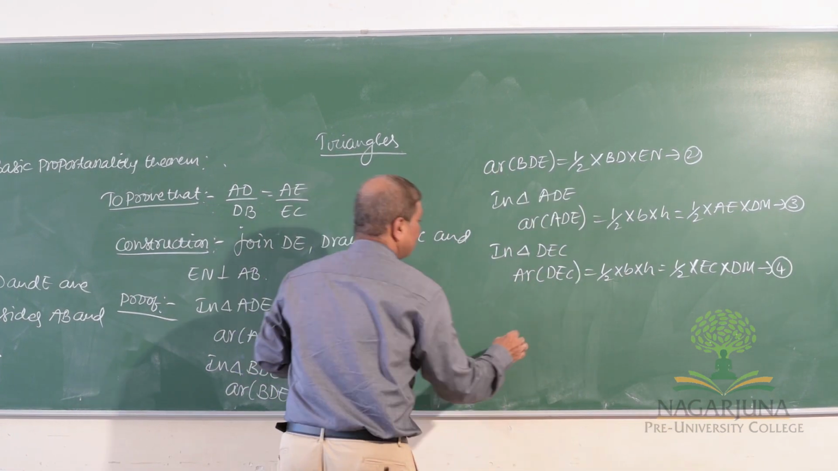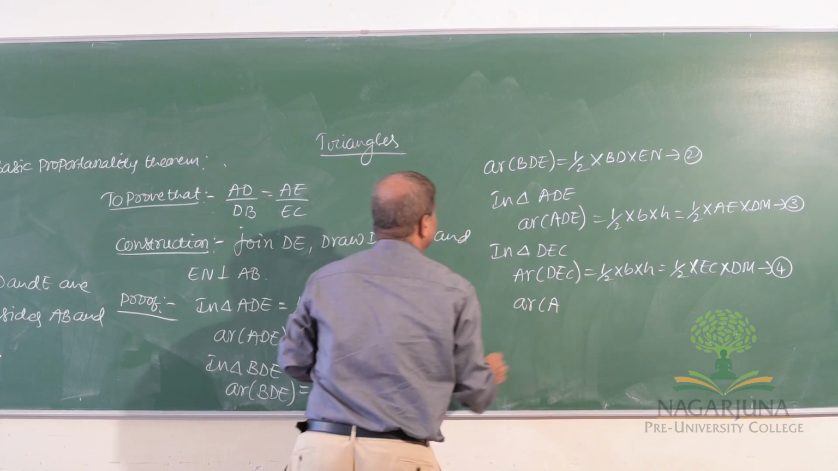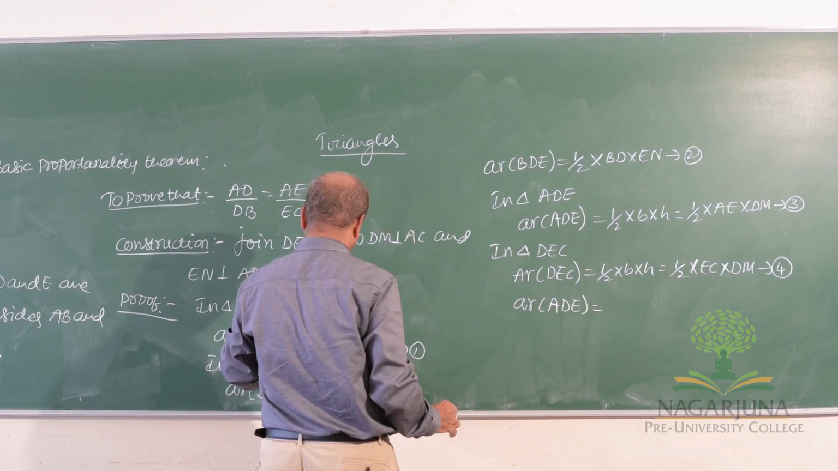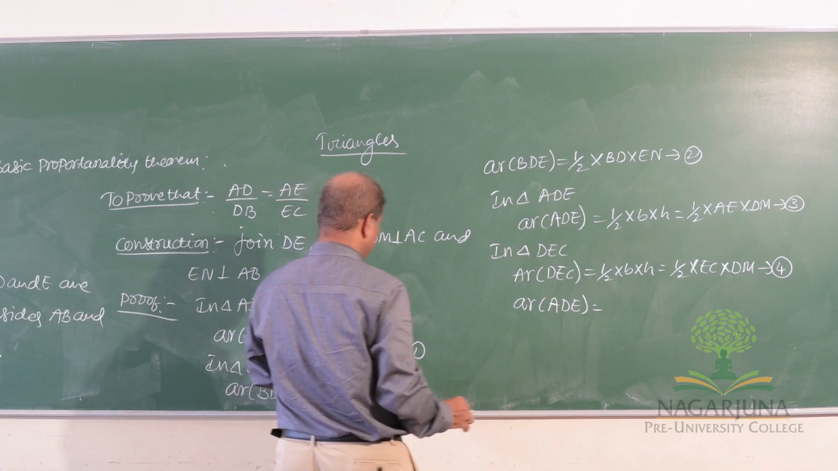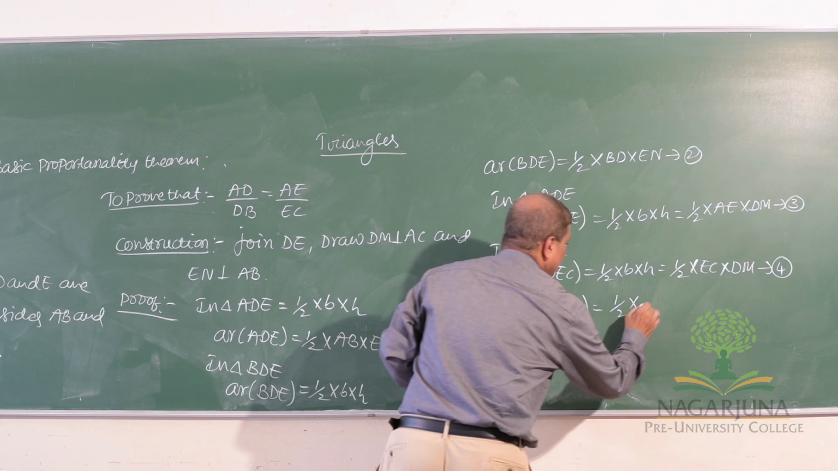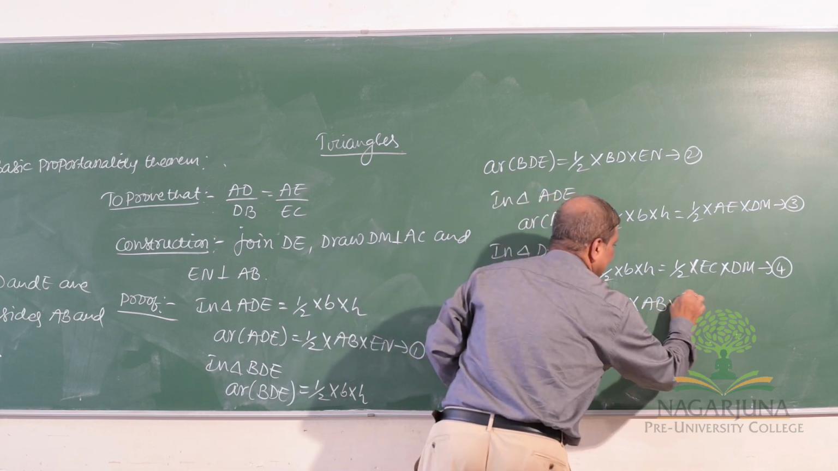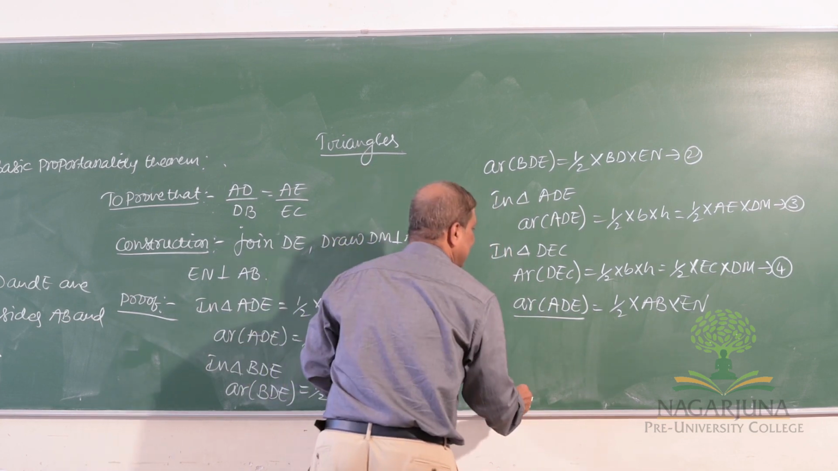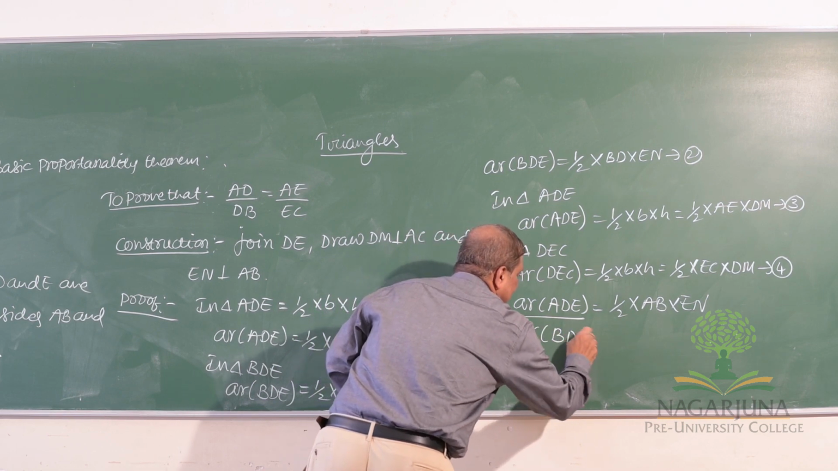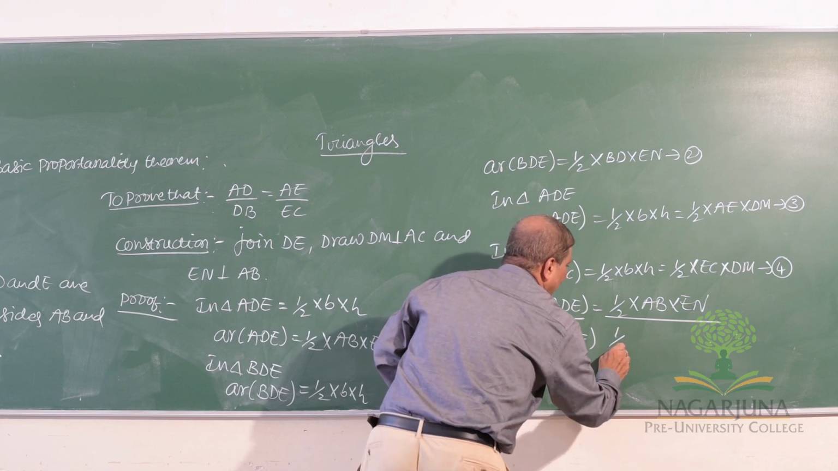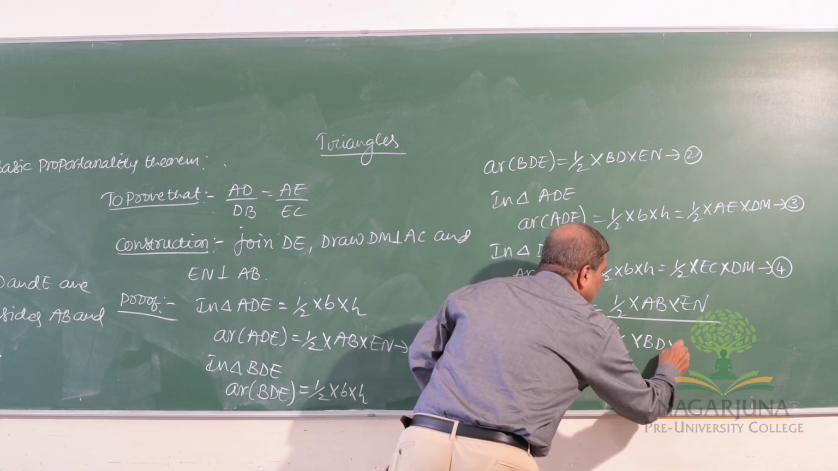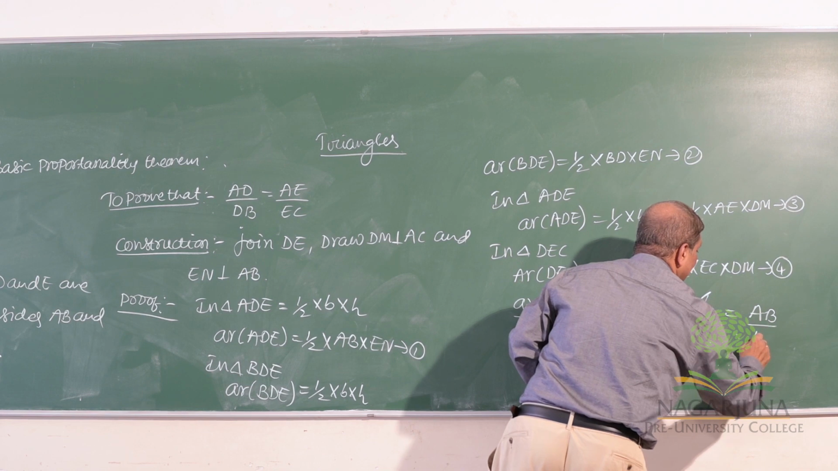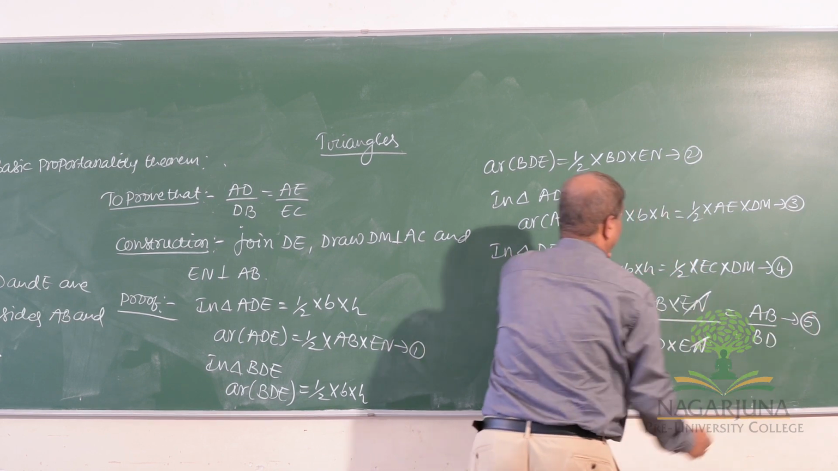Now, see here, area ADE is equal to half into base into height, which is half into AB into EN. Next, area BDE is equal to half into BD into EN. See, EN and half cancel, then we get AB by BD. Call this equation 5.